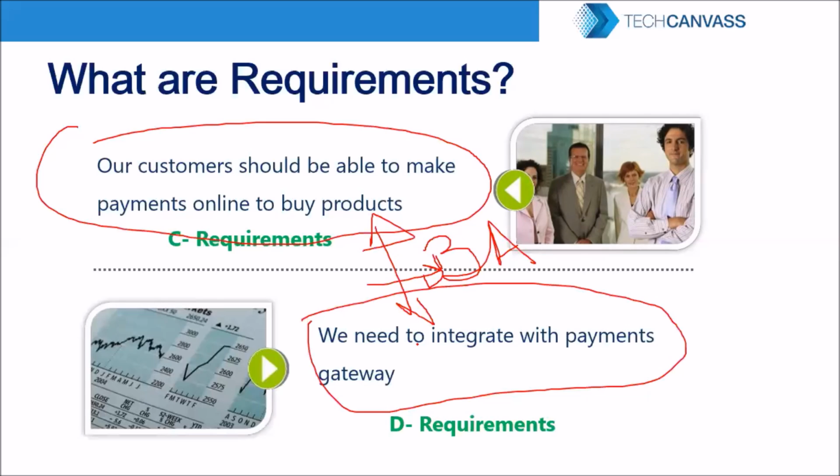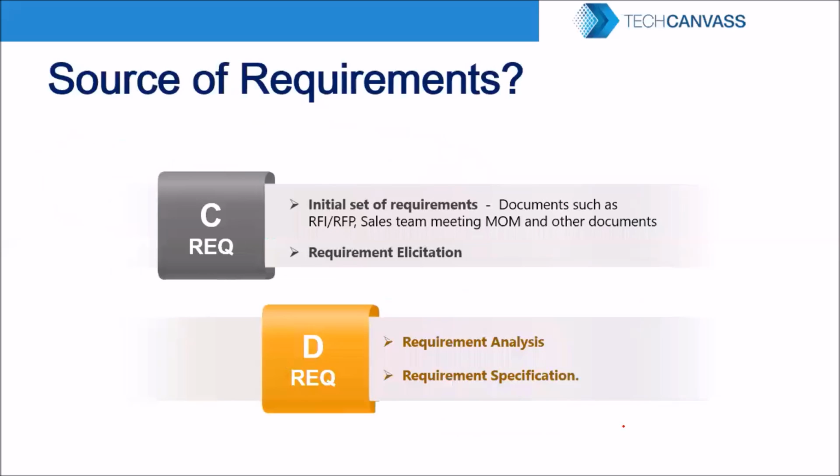So talking in the language in which the respective parties understand is key. When you are talking to a customer, or when you are looking at requirements as the prerequisite for actual software development, you have to start thinking in these terms. Now, where does the C requirement come from? Where does the D requirement come from?